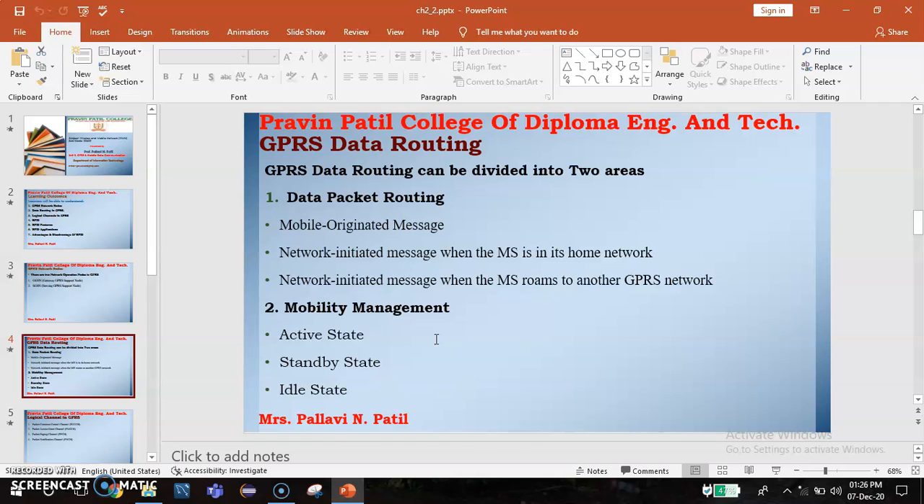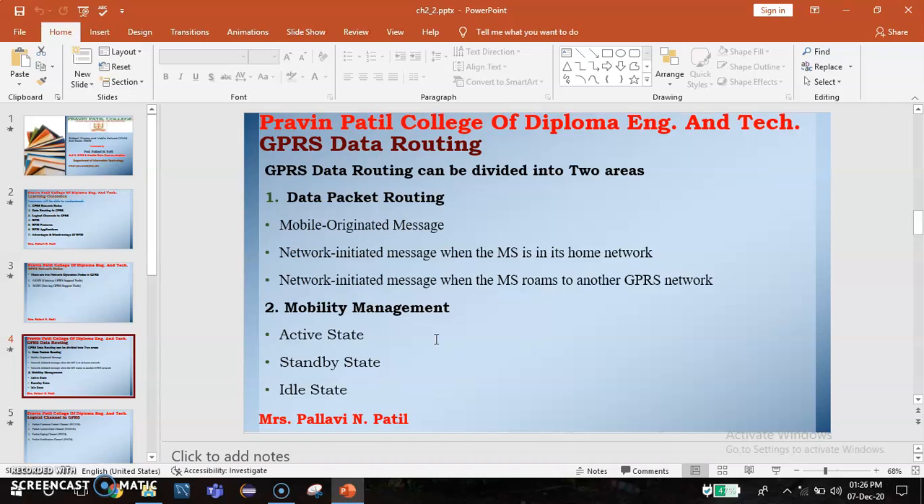In data packet routing, we are using mobile originated messages, network initiated messages when the MS is in the home network, and network initiated messages when the MS roams to another GPRS network.